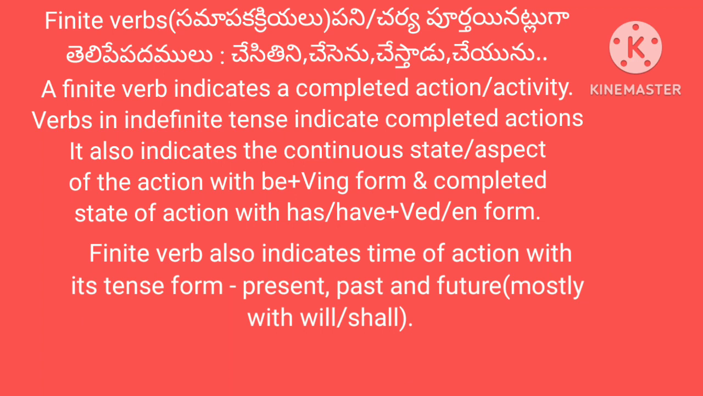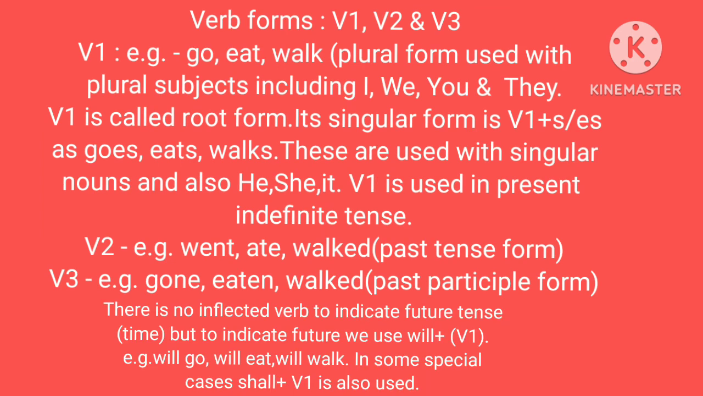A finite verb indicates a completed action or activity. Verbs in indefinite tense indicate completed actions. It also indicates the continuous state or aspect of the action with be plus V-ing form, and the completed state of action or aspect with has or have plus V-ed or en form. A finite verb also indicates the time of action with its tense form, present, past, and future, mostly with will or shall. Right? Okay? Next, verb forms.